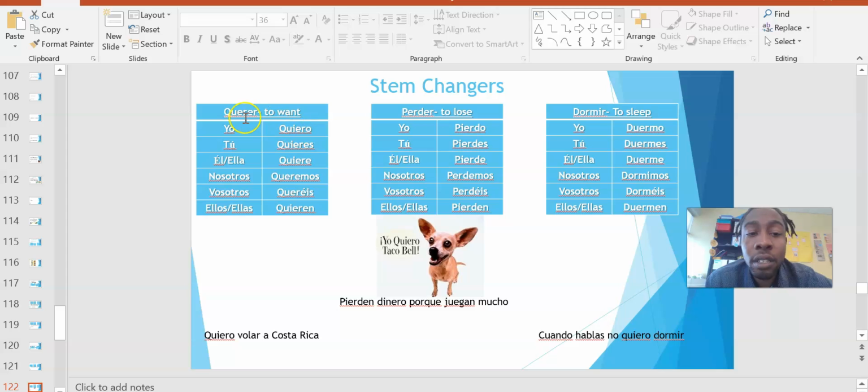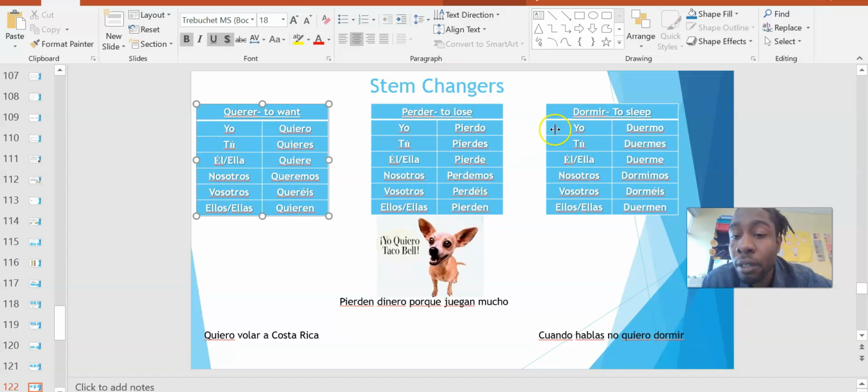So, when we look at this, querer becomes yo quiero. That E here in the stem has become IE here, and we get quiero, quieres, quiere, queremos, queréis. No hay un cambio radical aquí. Y después tenemos quieren. Ahora tenemos perder: pierdo, pierdes, pierde, perdemos, perdéis y pierden. Todos se están conjugando con un cambio radical aquí en la raíz.